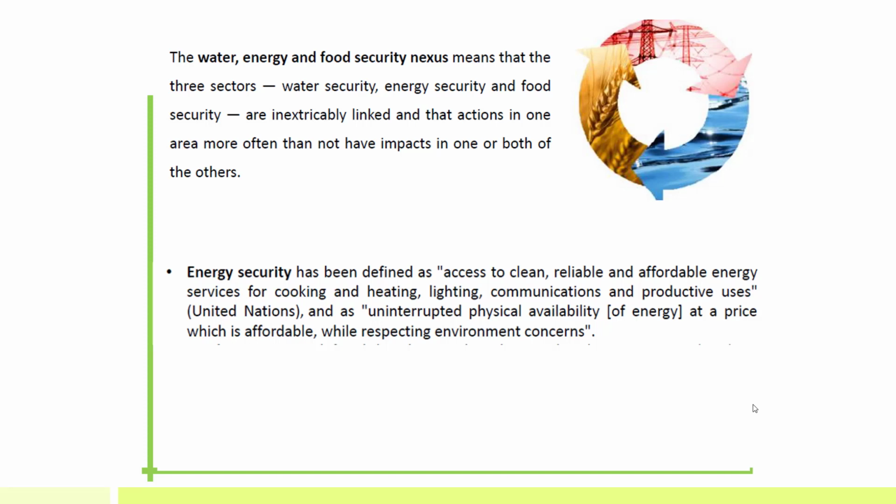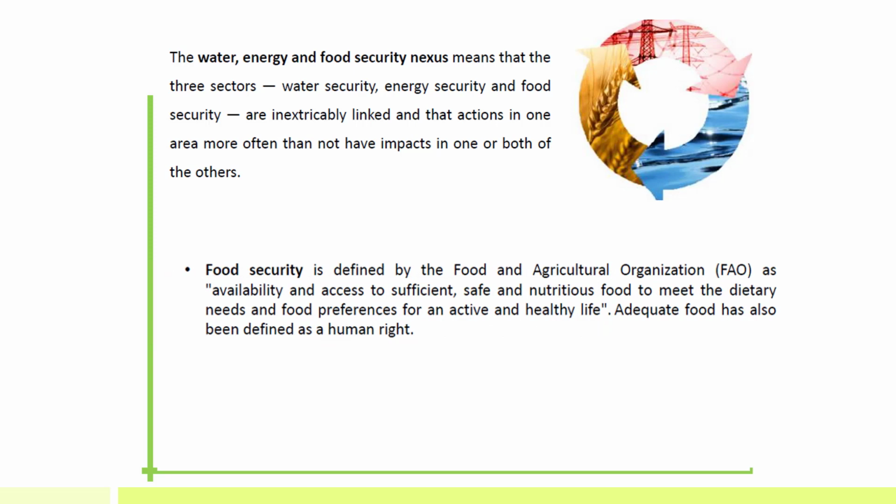I know there are segments of our society that do not, but we are very imbalanced if you compare to the rest of the world in how we live our lives and the things that we think of in terms of security. So for most of the world, it's going back to basics of clean, reliable, and affordable energy just for cooking and heating to make sure you are warm and fed. So uninterrupted physical availability of energy comes at a price, and it can take a great toll on the environment.